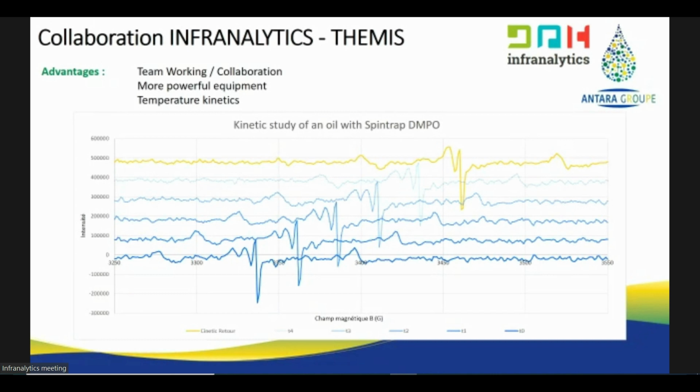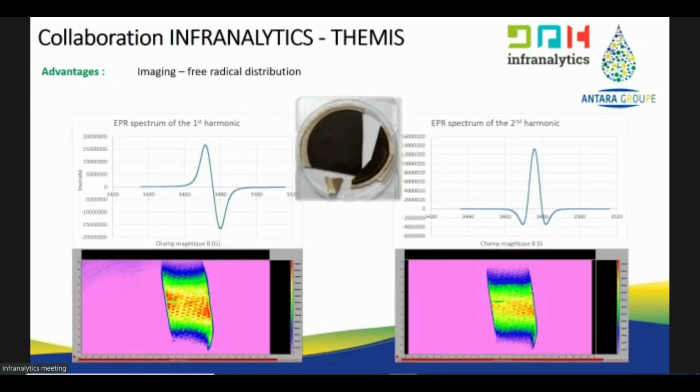The other thing we can do is imaging. And this is really interesting because this type of image shows you the distribution of the free radical. So for example, you have a membrane with a lot of residue on it. And then you do an EPR analysis, and then you have this kind of image you see on the bottom of the slides. And it shows you the distribution, where are the radicals, depending on if they are organics or if there is all of them, metallic and organics. So this is something we are able to do thanks to the collaboration with InfraAnalytics.